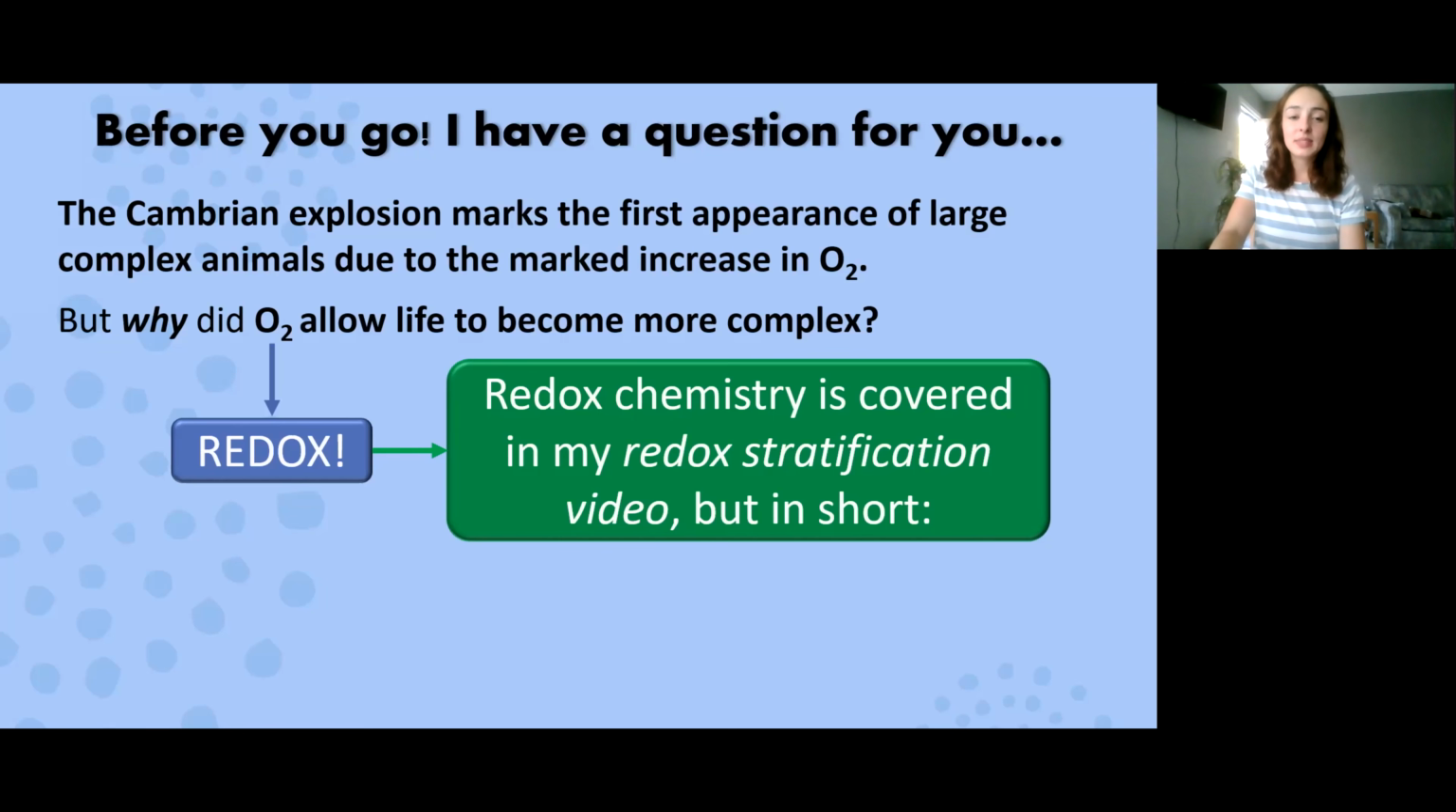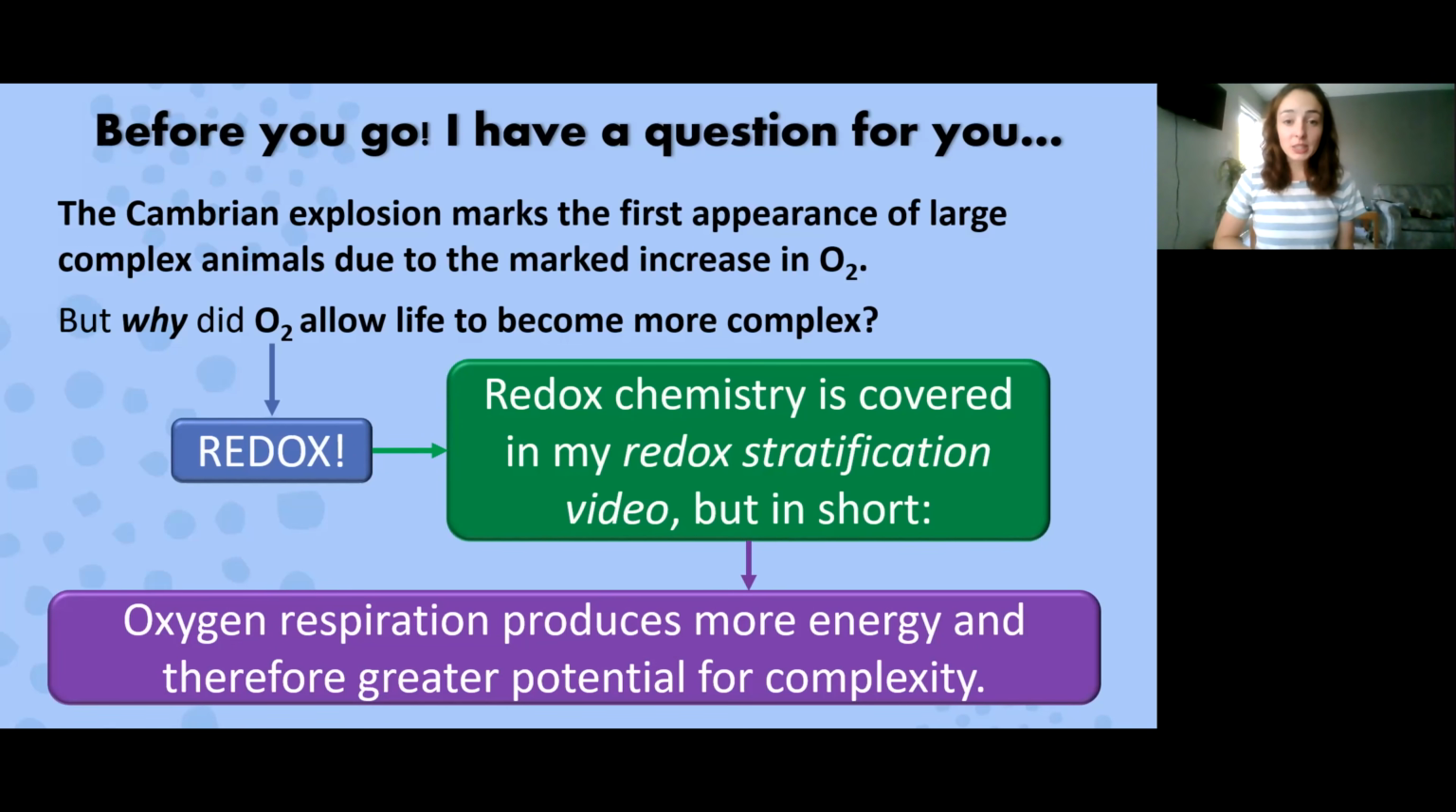But I think that the reason they couldn't become more complex until we had more oxygen is because oxygen respiration causes more energy production and therefore a greater potential for complexity. So when we're talking about metabolisms and energy production in different organisms, oxygen respiration is the best way to get the most energy production for what you're putting in. So the most net energy production from your metabolism. And we'll talk about that in more depth in a lot of the GeoBio videos as well as the redox video I mentioned here, but this is the basic concept.